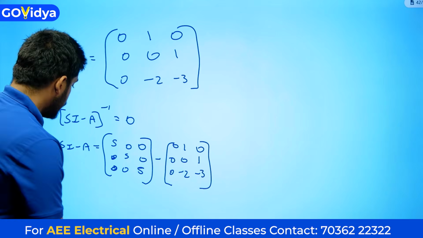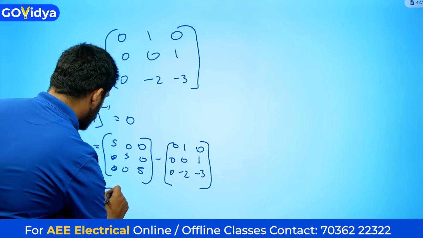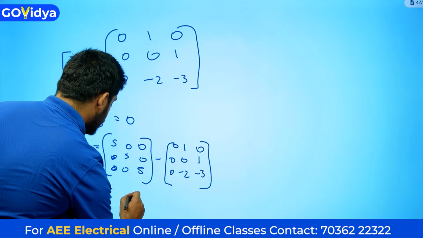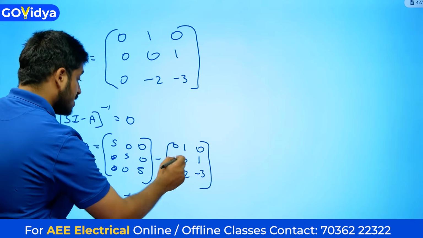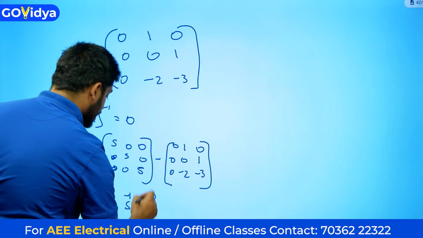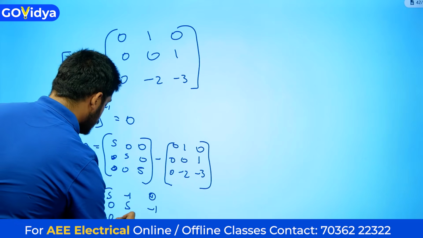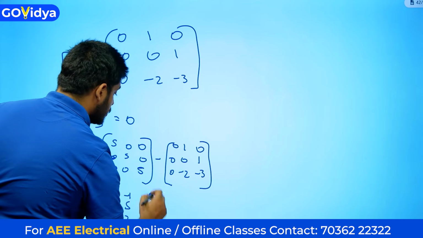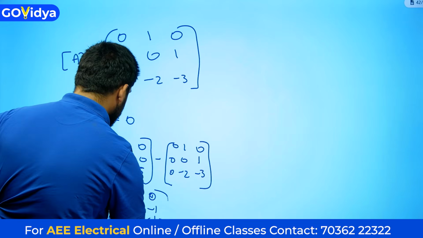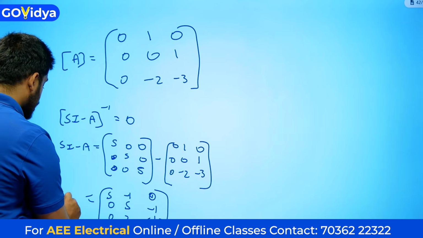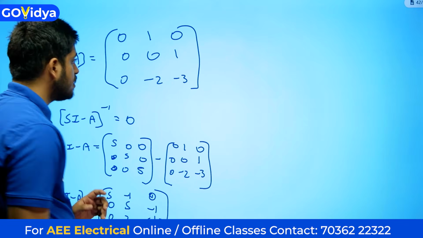Next, solving this we will get sI minus A as [s -1 0; 0 s -1; 0 2 s+3]. S minus 0 is s, 0 minus 1 is minus 1, 0 minus of minus 2 is plus 2, and s minus of minus 3 is s plus 3. Okay, this is sI minus A.